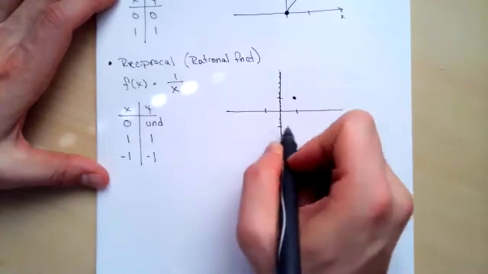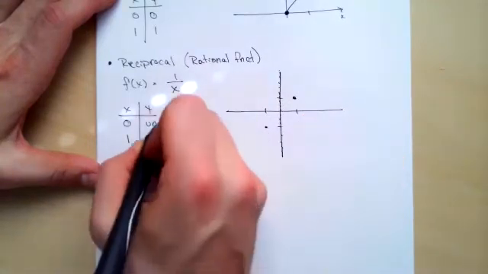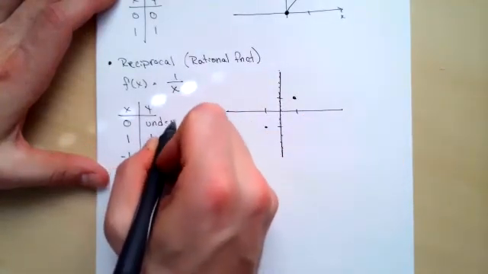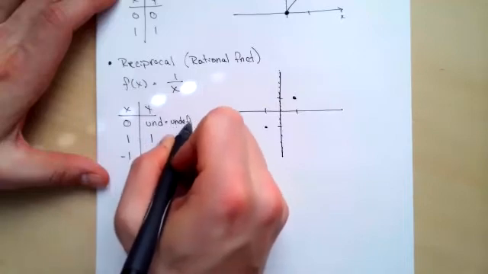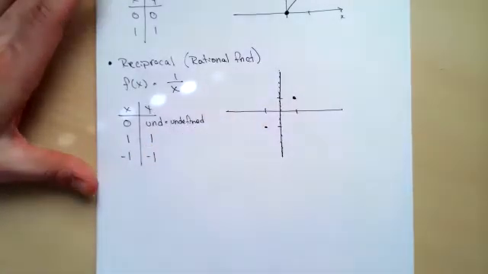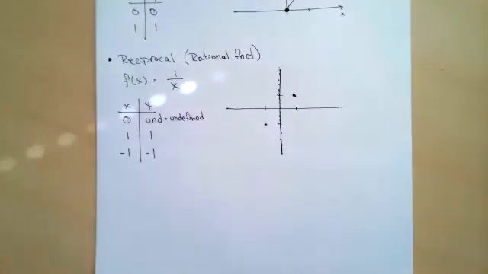What does UND stand for? Sorry, UND is undefined. Is that the same as DNE, or is that different? They're slightly different. We use undefined more to describe things that we cannot define, like 1 divided by 0.